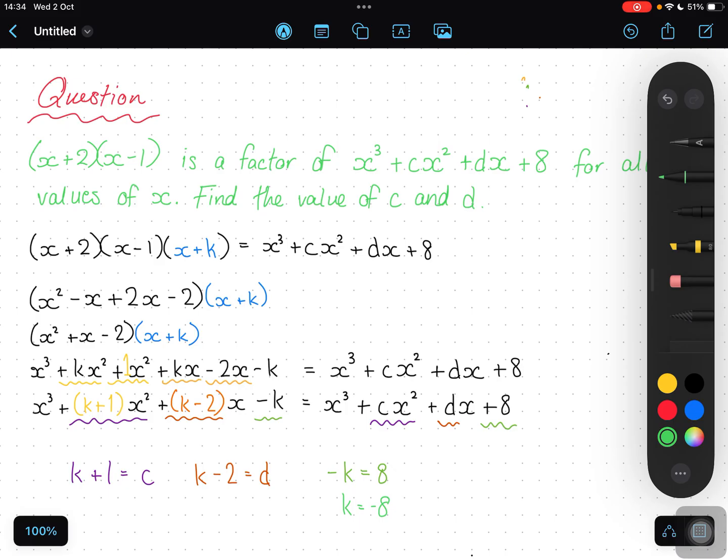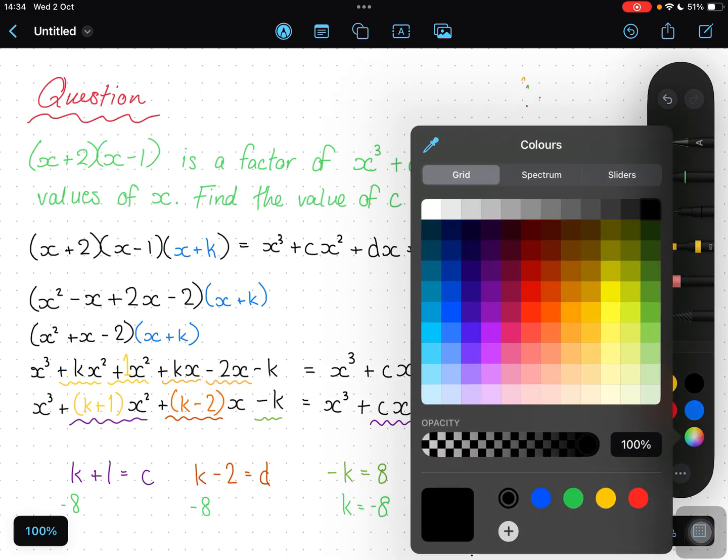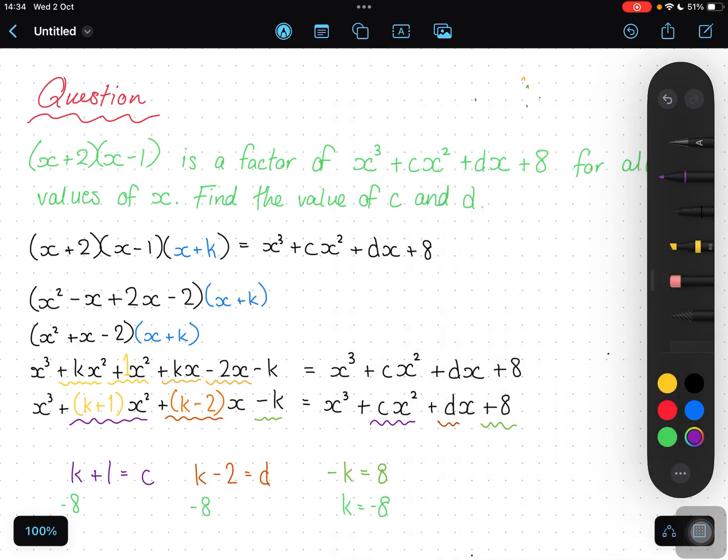So I'm going to sub in minus 8 wherever k is. And that way I can see that minus 8 plus 1 is c. So minus 7 is c. And for d, similarly, it was k minus 2 is d, so now it's minus 8 minus 2 is d.